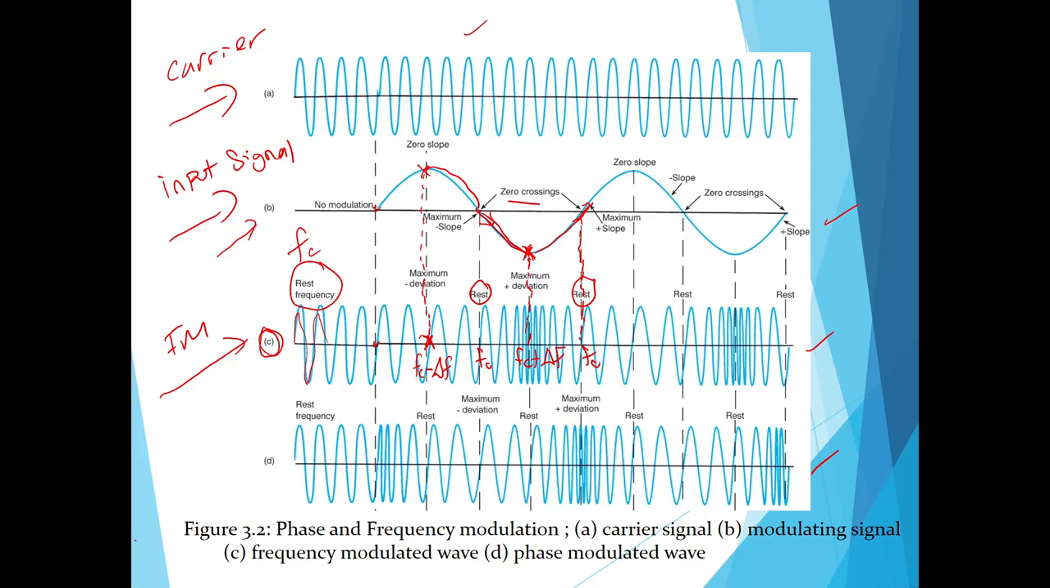And if you see from here, during the positive maximum, the frequency of the carrier becomes FC minus delta F. And during the maximum negative peak of the input message, the carrier frequency will become FC plus delta F. Okay, so this is if we use a sine function. Remember, if you use a general equation for sine function, it becomes like this. Kalau kita gunakan cosine function, dia akan terbalik daripada yang ini.